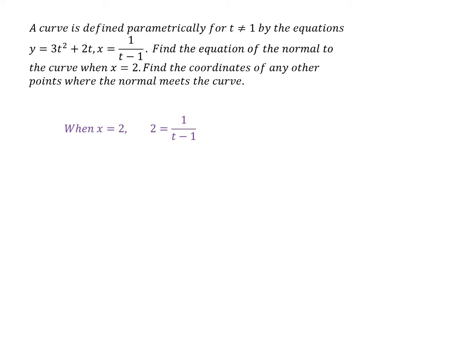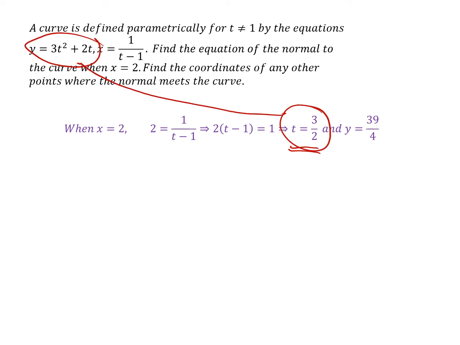So when x equals 2, we know that 2 is going to be equal to 1 over t minus 1, because that's the definition of x. Rearranging that gives a value of t of 3 over 2, and then when we put that value of t into the expression for y, we get the value of y. So we've now got the coordinates of our point on the line.